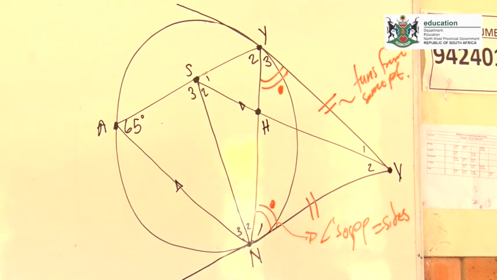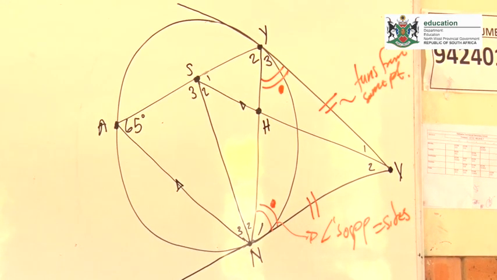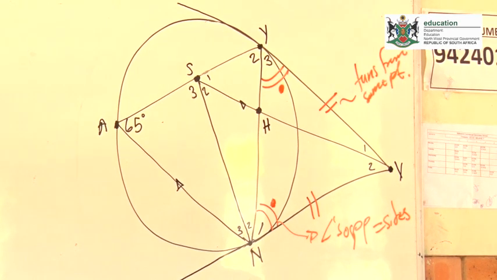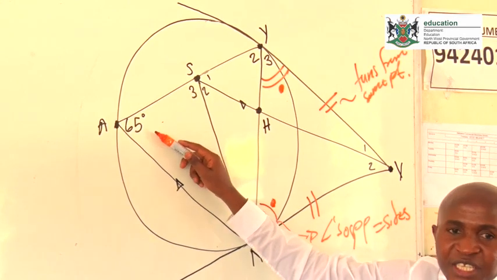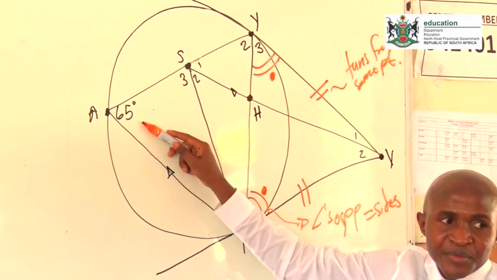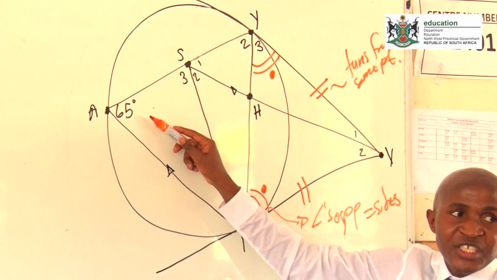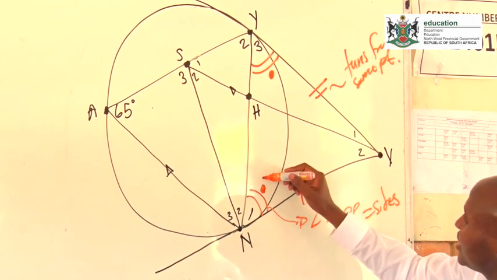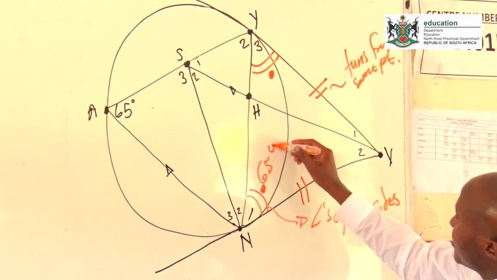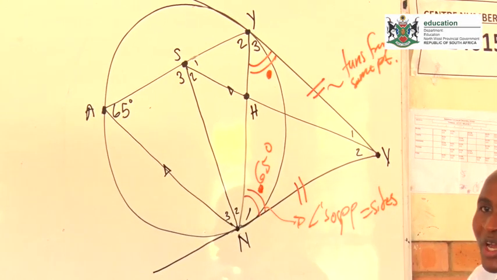What else? We have the tan-chord theorem. We have what? Tan-chord theorem. And we also are given values. I see 65 here. 65 is for what? Angle A. Where is it going to be? N1. So this will be what? 65. Why? Tan-chord theorem. Yes.